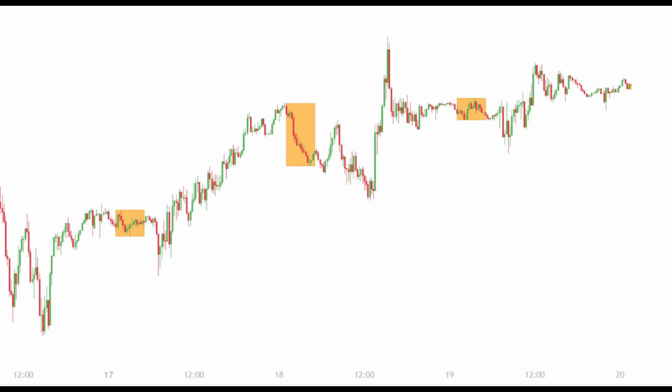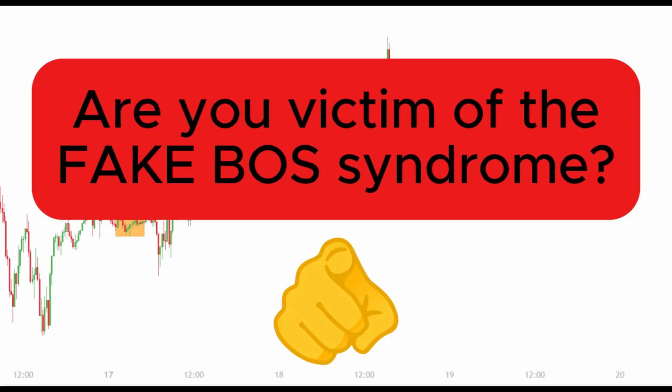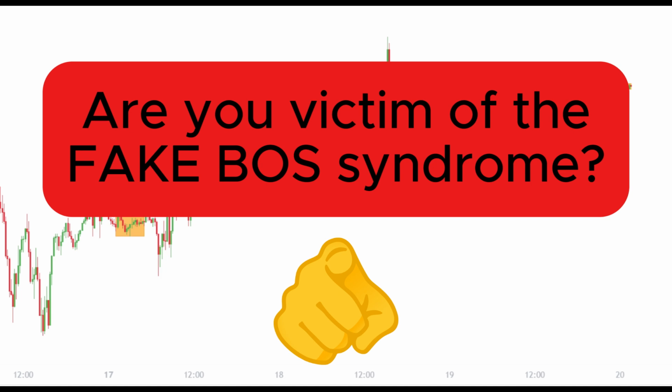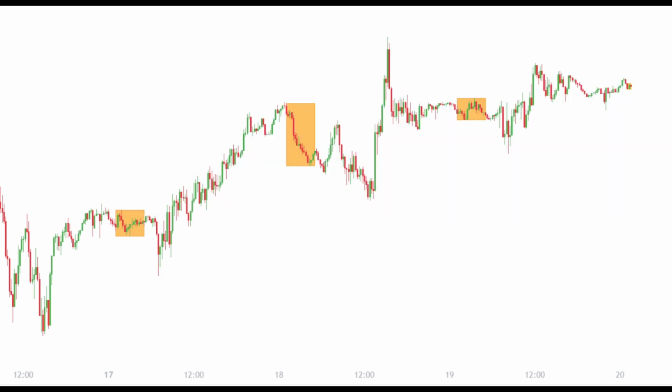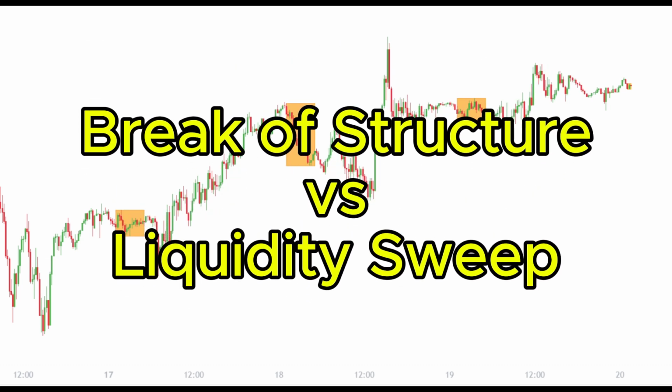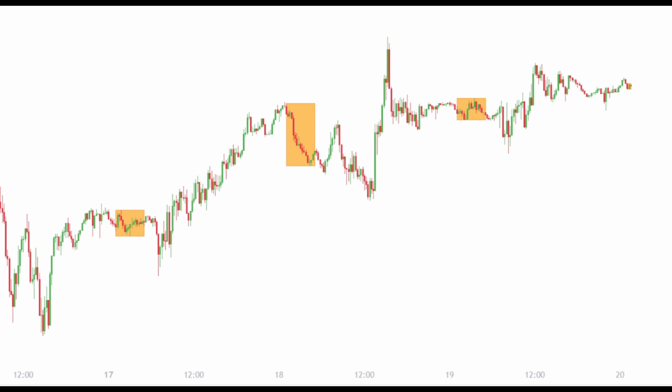Now, this is a question I get a lot. I've had it recently, coaching some students, that a lot of people tend to get this problem when it comes to trading the lower time frames, the intraday or the lower time frames. Now, how do you identify a breaker structure versus a liquidity sweep? Both are incredibly important when it comes to your trading. So, a breaker structure and a liquidity sweep.